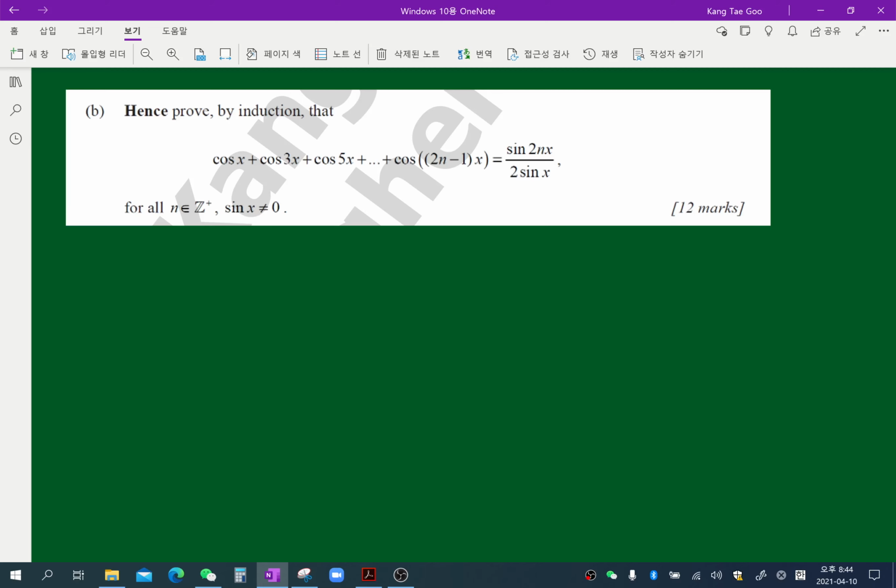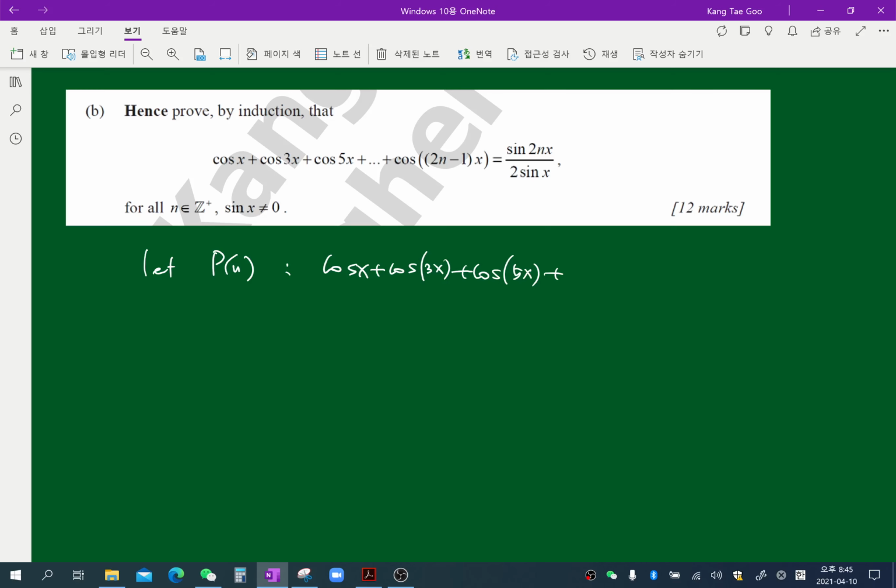So again the same. The first step is: let Pn be cosine x plus cosine 3x plus cosine 5x plus blah blah blah plus cosine of (2n minus 1)x goes to be sine of 2nx over 2 sine x.